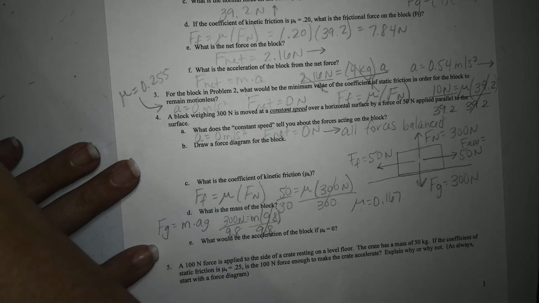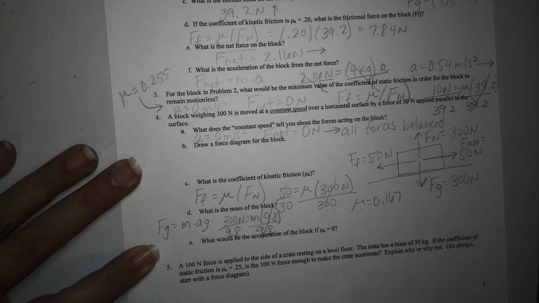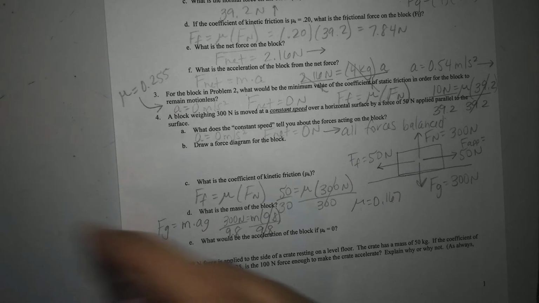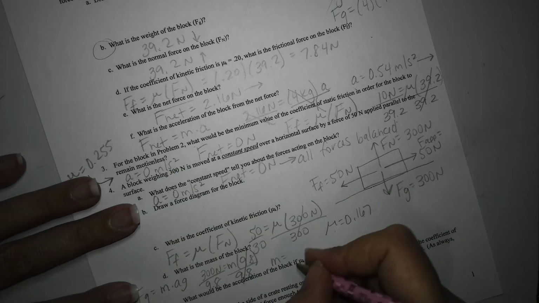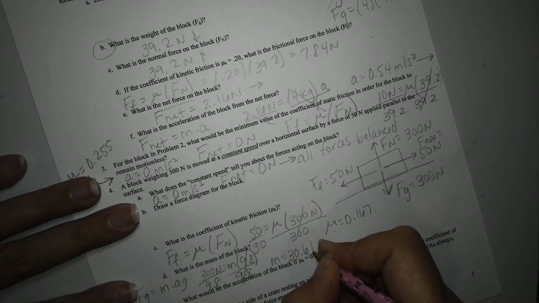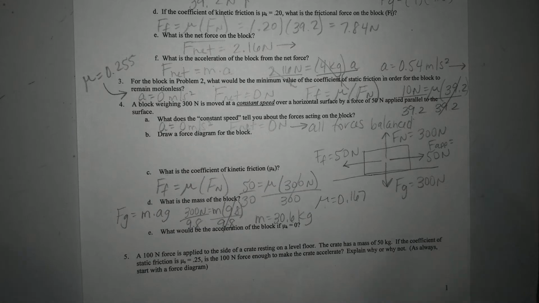So 300, just click the wrong thing here. So 300 divided by 9.8, I end up with a mass of 30.6 kilograms. Mass is in kilograms.